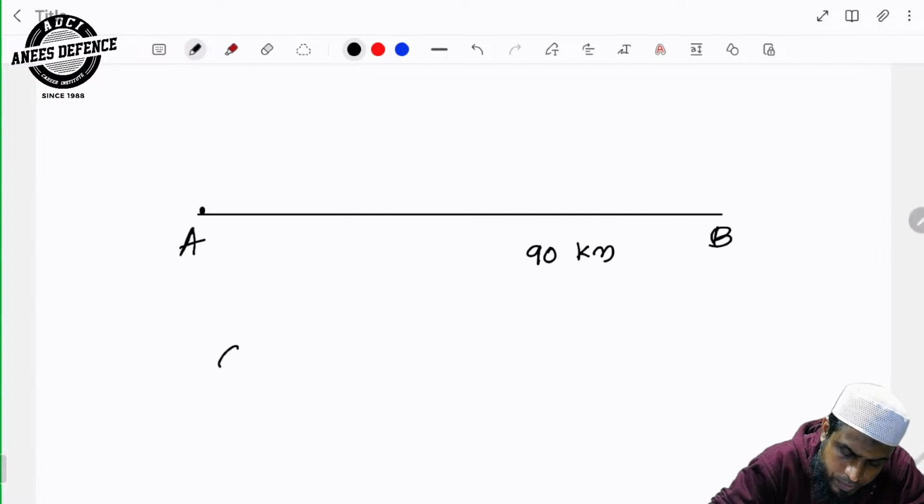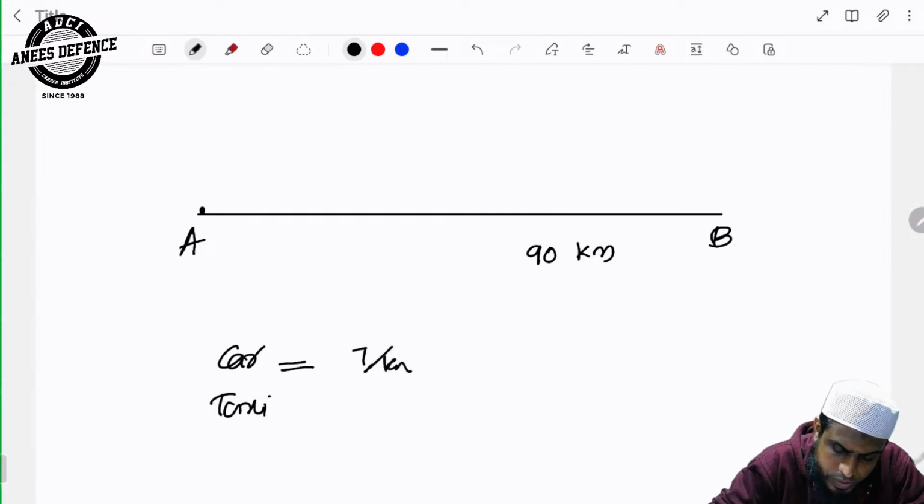He used a car and a taxi. For the car, it is 7 per kilometer. For the taxi, it is 6 per kilometer. If the total fare is 576, what is the distance covered by each?